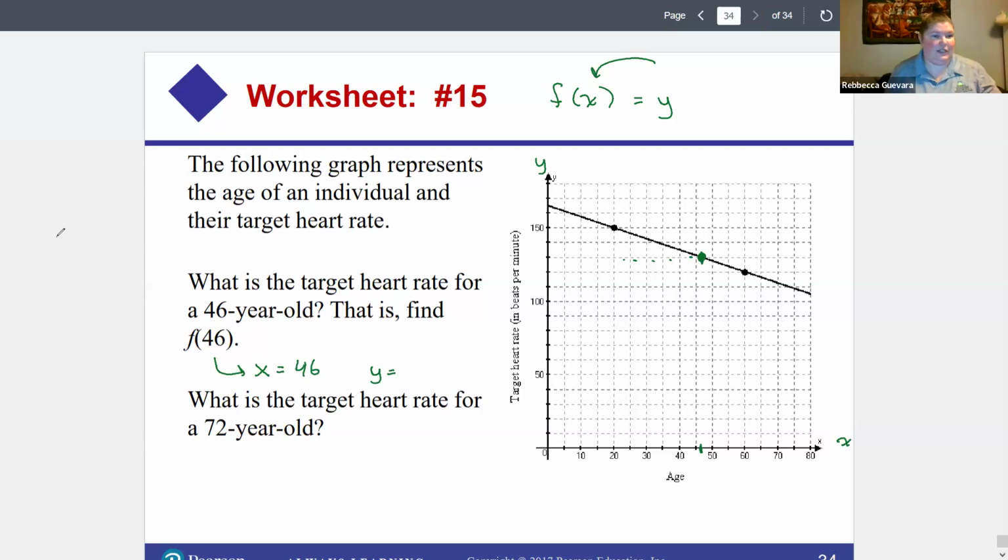let me go get a straight line. It's not working super great. There we go. So we hit that point. We're hitting roughly here. So this is 100, 110, 120, 130, 140. So I'm between 130 and 140. I might say that's 132. So what we have here is that f of 46 is 132.